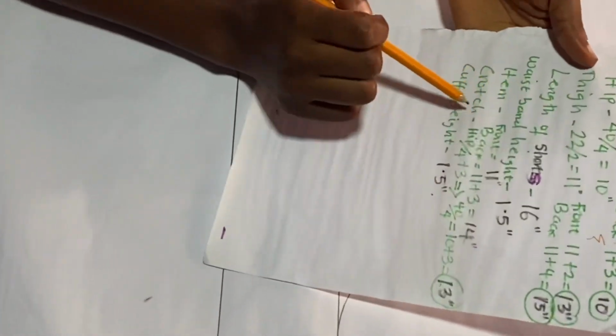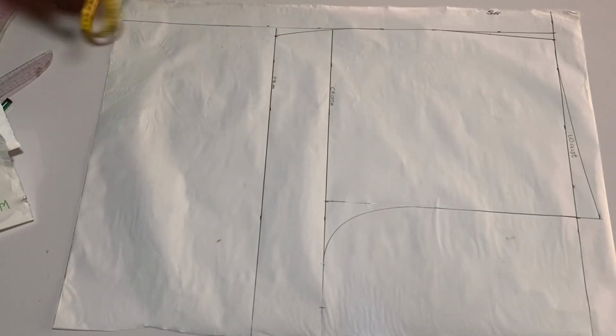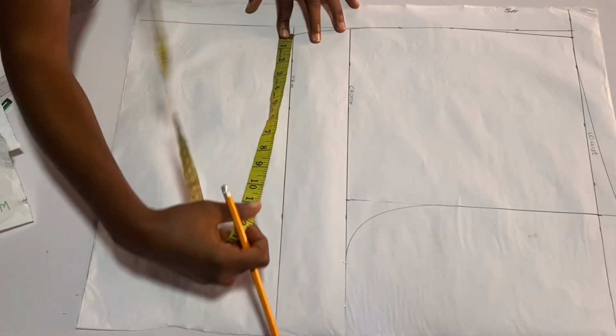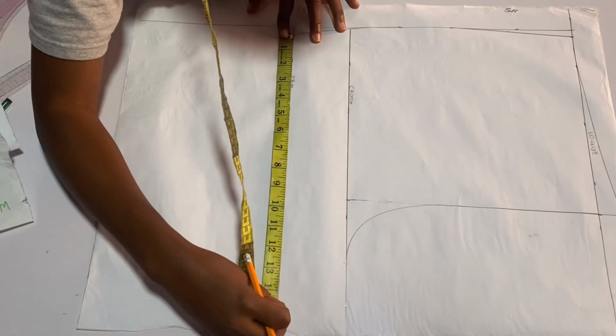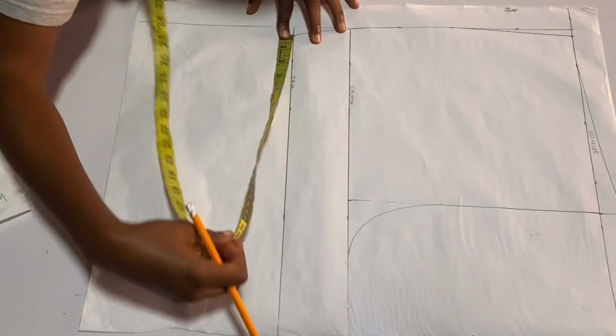So that's it. The next thing now is to go to our hem. So guys, for the back hem, I have 14 inches. So I'm going to mark 14 inches on the hem line for the back like so. I'll mark down 14 inches.